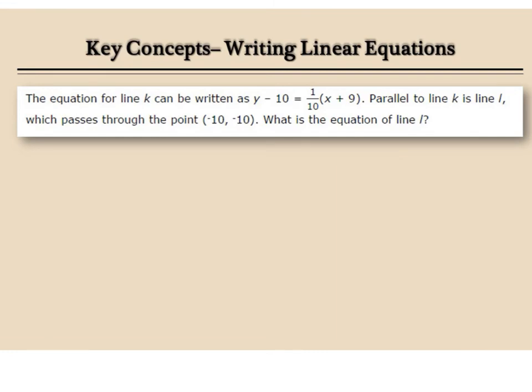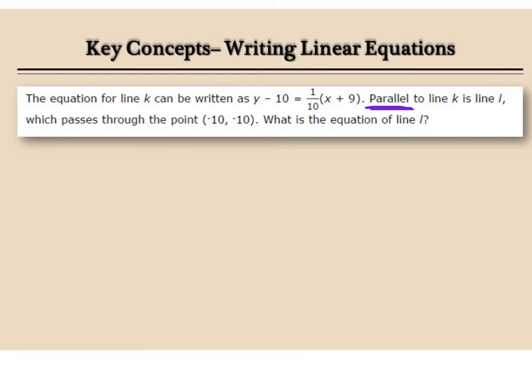The final type of question is: the equation for line K can be written as y minus 10 equals 1/10 times the sum x plus 9. Parallel to line K is line L, which passes through the point -10, -10. What is the equation of line L? Well, parallel lines have the same slope. Remember, perpendicular lines have opposite signs, inverse slopes. So this is parallel, so it's going to have the same slope.